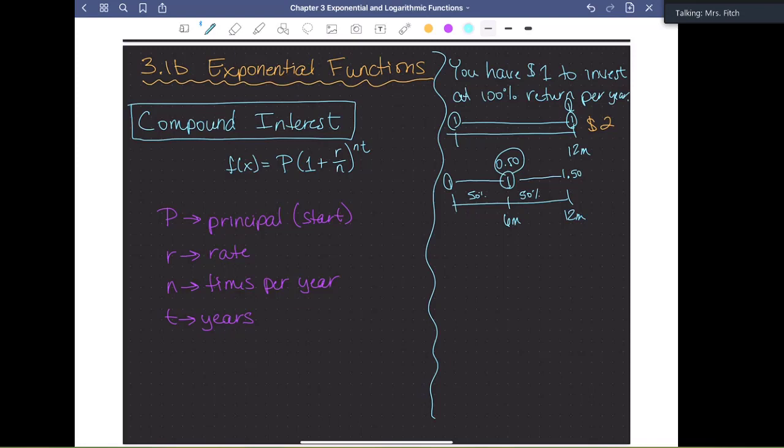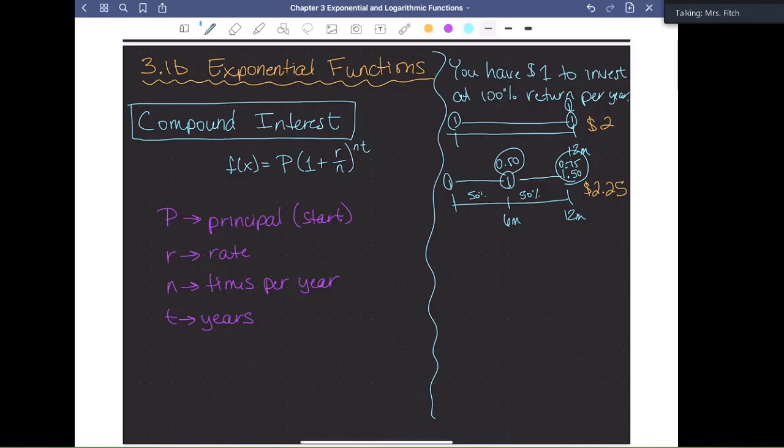That $1.50 is what we have going into the second half of the year. At 12 months, they're going to pay us 50% of the $1.50 that we now have. Anybody know what half of $1.50 is? I think I heard somebody say 75 cents, right? So now at the end of the year, I have $1.50 plus 75 cents. I now have $2.25. So that's better than the $2 we'd have if they only paid us once a year, by another quarter. And this can keep going.